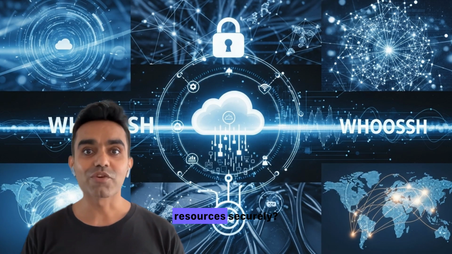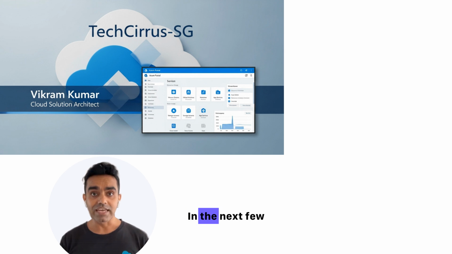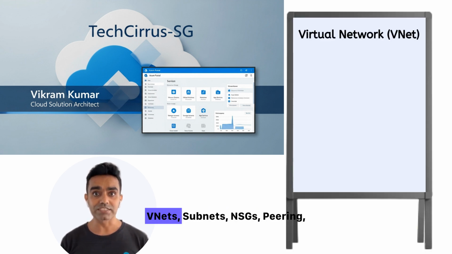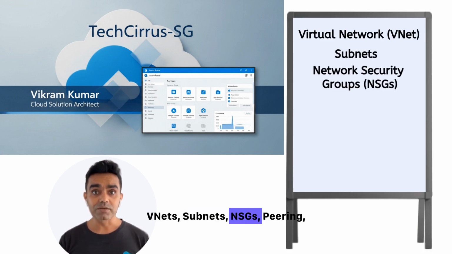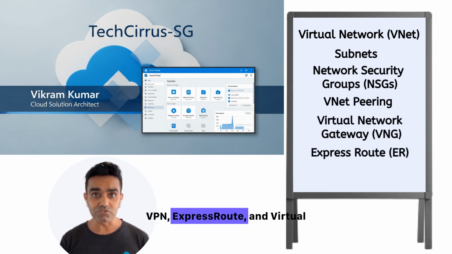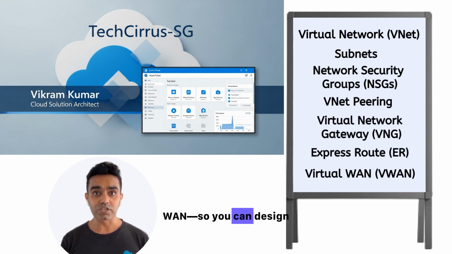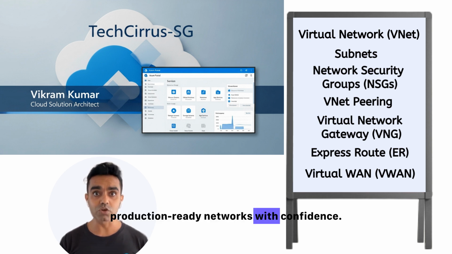Struggling to connect Azure resources securely? In the next few minutes, I'll break down VNets, subnets, NSGs, peering, VPN, ExpressRoute, and Virtual WAN so you can design production-ready networks with confidence.